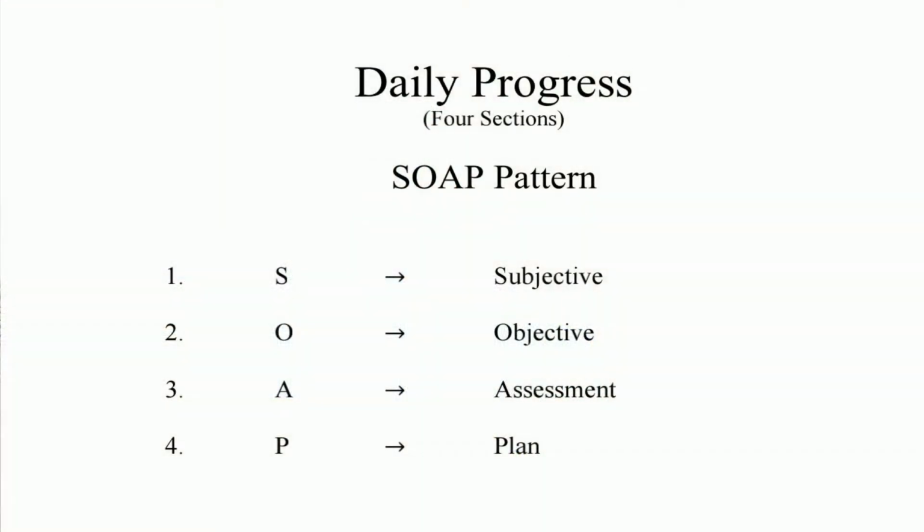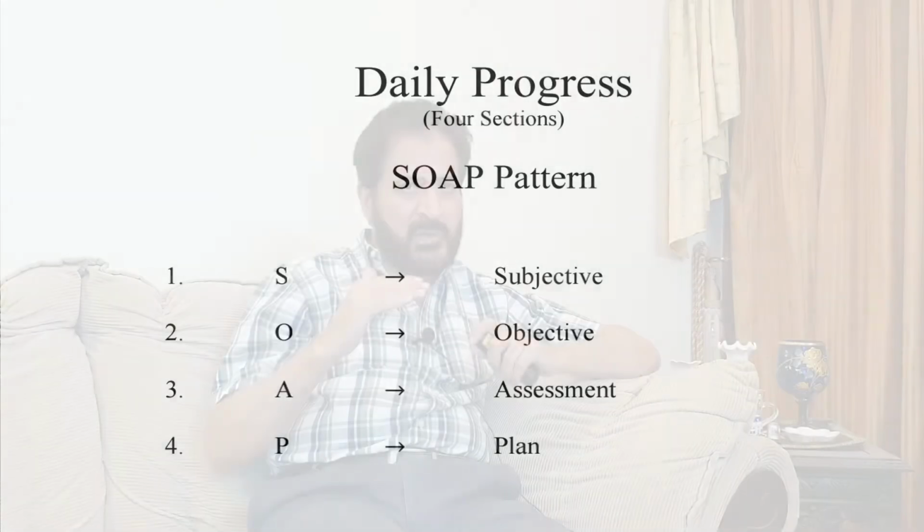We strongly suggest that when you write the progress of the patient, you follow a fixed pattern of SOAP, which means that you take your patient's progress in 4 distinct sections. That is, subjective, objective, assessment, and planning. So S for subjective, O for objective, A for assessment, and P for planning. These are the 4 sections you have to take the progress under.